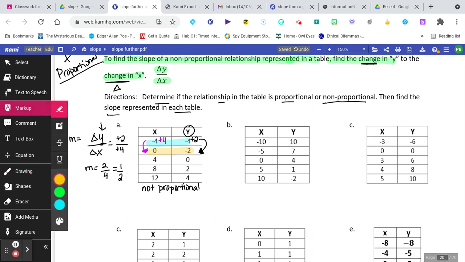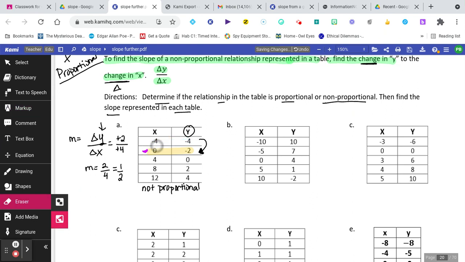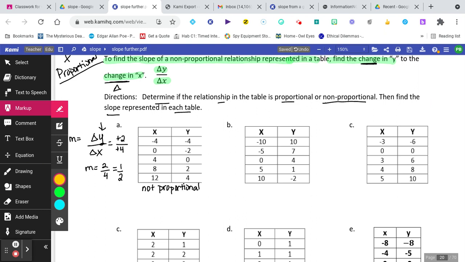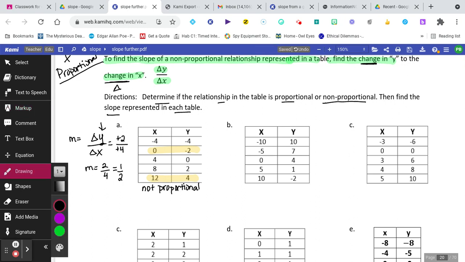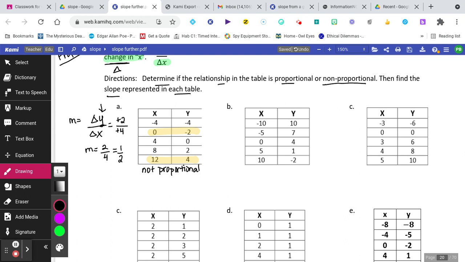So I'm going to erase this. But make sure you do the change in y, not the change in x first. Okay, change in y first. And I'm going to choose 2 different points. So I could choose this point and that point. It doesn't matter. Just choose any 2 points you want to, any 2 ordered pairs you want to. So I'm going to find this change.